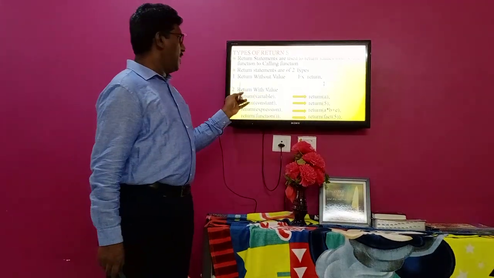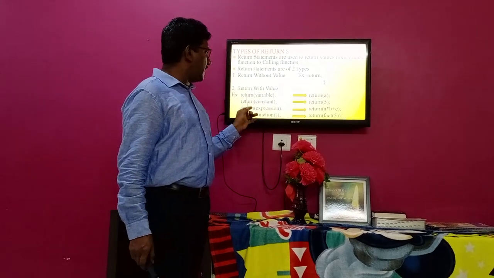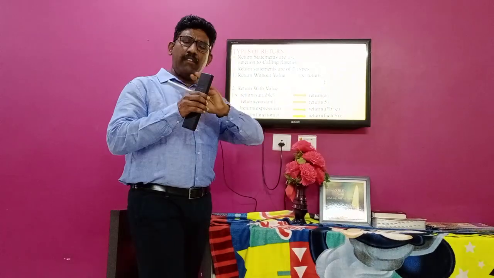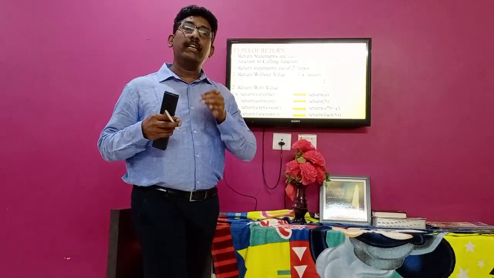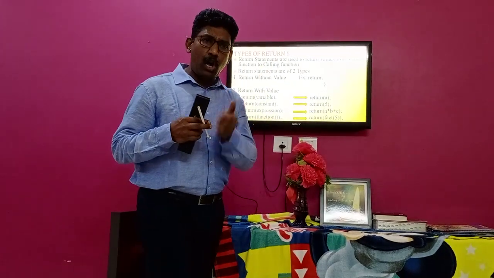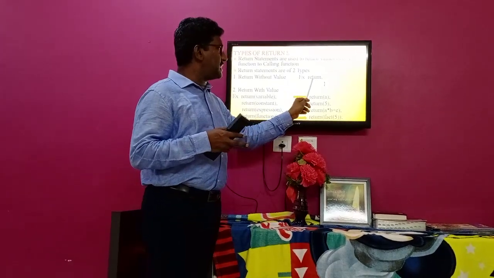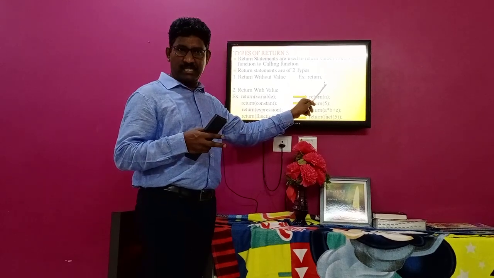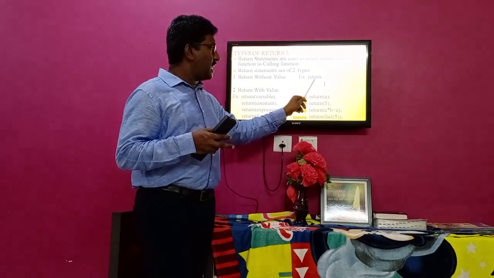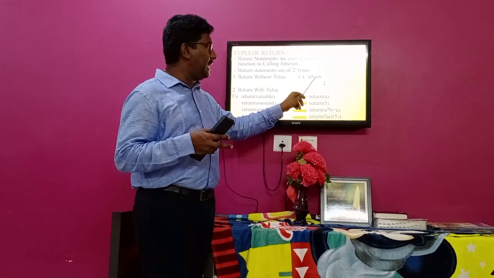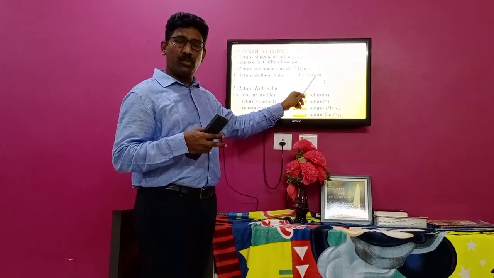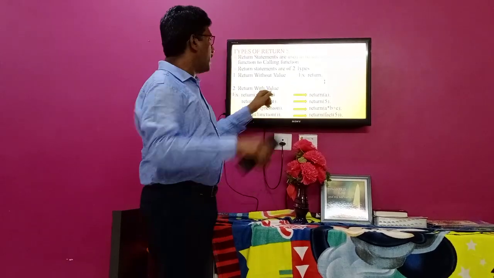These are of two types: return without value and return with value. Return without value means I will not return anything, I will just return control. To return control from the called function to the calling function, simply use a return statement or simply use the closing brace. Generally, we will use the return statement. The closing brace is also indirectly a return statement, which returns control from the called function to the calling function.